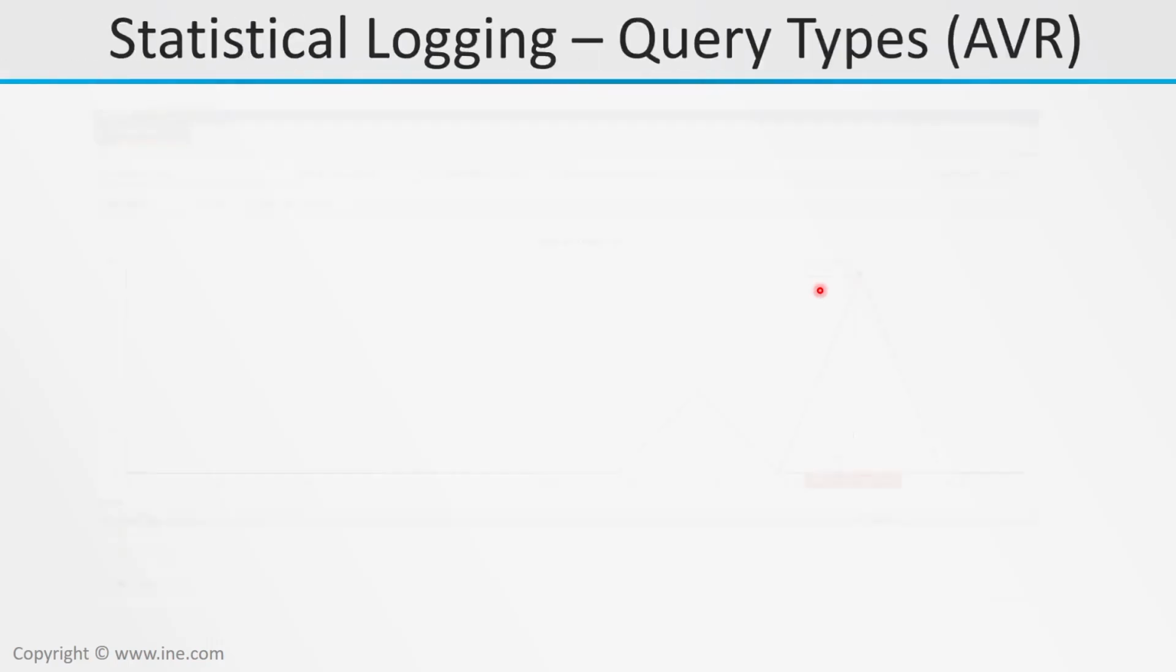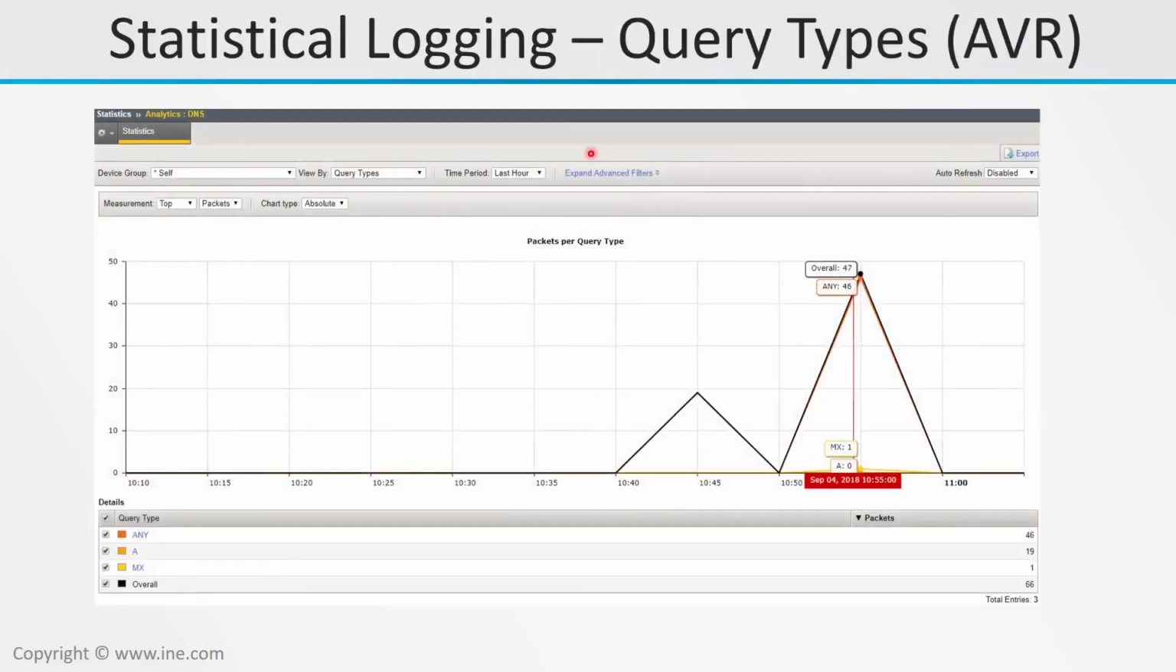Okay, and we can also select based on query types in the GUI, view by query types, this drop down here, and we can see how many any query types we've got, A, MX, and the overall. Of course, we obviously see any other DNS query type in this list as well.